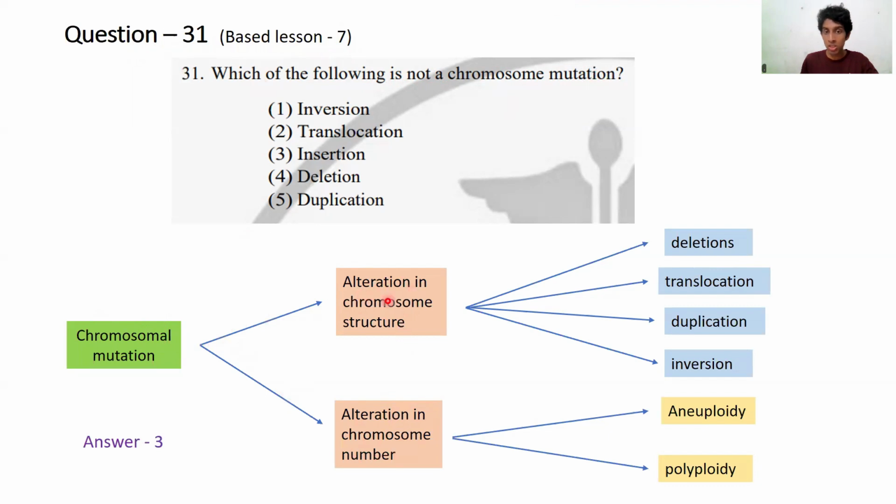So alteration in chromosome structure is categorized into 4 types. They are deletions, translocation, duplication, and inversion. And the alteration in chromosome number is categorized into 2 types, that is aneuploidy and polyploidy. In aneuploidy, the ploidy level doesn't change, but in polyploidy, the ploidy level changes. So accordingly, insertion is not a chromosomal mutation. So the correct answer is 3.